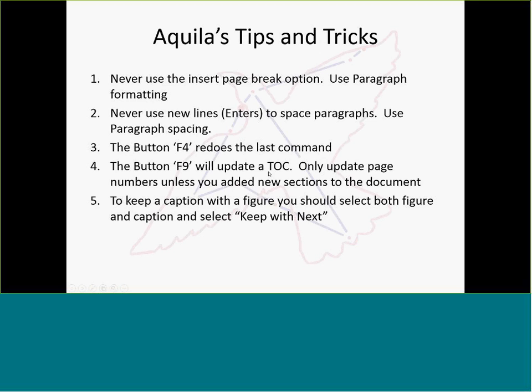F9 allows you to update what are called field codes. These are fancy things that Word uses to do all the really dynamic things. And the table of contents is a kind of field code. You hit F9, it'll ask you whether you want to update the page numbering or the entire table. Generally, only do the page numbering unless you've actually added something to the document.